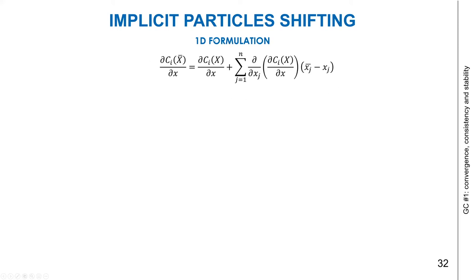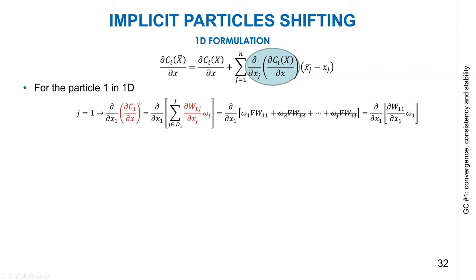I just copied the previous equation in the new slide, and now we focus on this term here, and we try to find a way to approximate this. Please note that so far there is no SPH, okay? This is just a Taylor series expansion at particle I. So this summation here, the term where J is equal to 1, for example, can be rewritten like that.